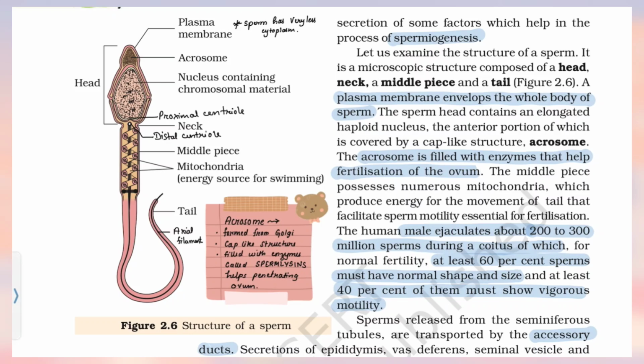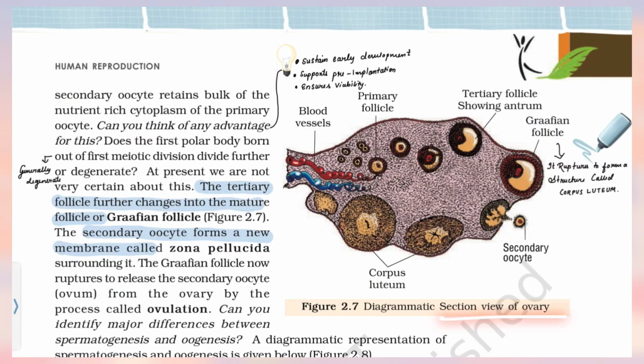So with the help of this diagram, we understand how the structure of sperm is perfectly adapted to its function. The head is for fertilization, the middle piece is for energy, and the tail is for movement. So here is the sectional view of the ovary. The entire structure is the ovary, the primary female reproductive organ. It produces ova and secretes female hormones.